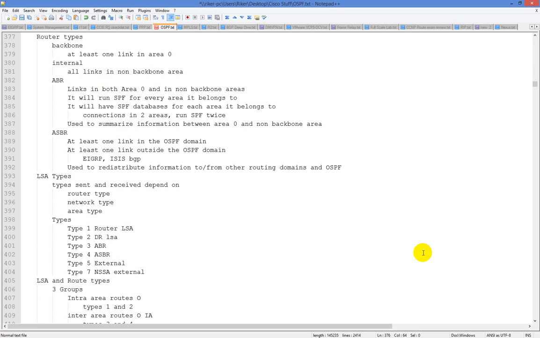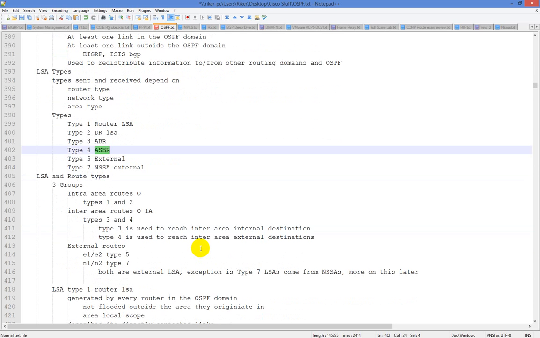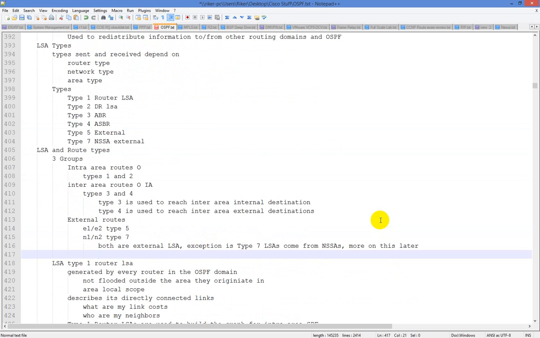The LSA types are going to be pretty straightforward for the most part. The types sent and received depend on the router type, the network type, and the area type. So let me talk about the LSAs real quick, and then we'll get into some of the other details. Type 1 is the router LSA. This is going to be whatever the router has directly connected to it, and its transit route to get to another OSPF router. That is a Type 1 LSA.